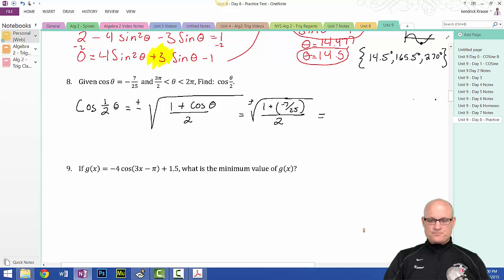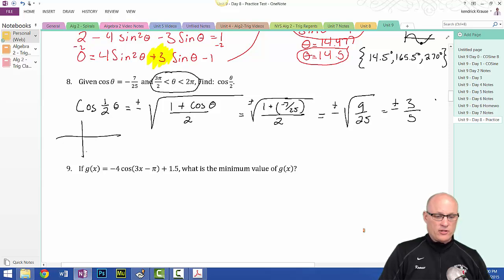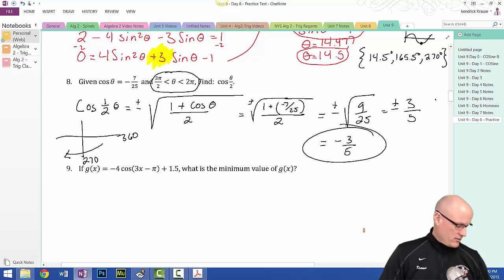So this is plus or minus the square root of 9 over 25, which is equal to plus or minus 3/5. Now we have to decide, are we going to keep the plus or the minus? We've got some issues. We're in the fourth quadrant. Any angle in the fourth quadrant is going to be between 270 and 360. If you cut that in half, guaranteed it's over here somewhere. So we need to keep the negative. So our answer is -3 over 5. And that would be our answer.